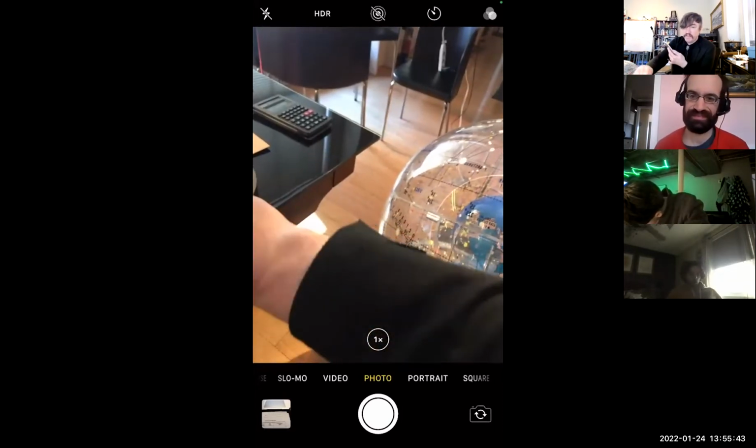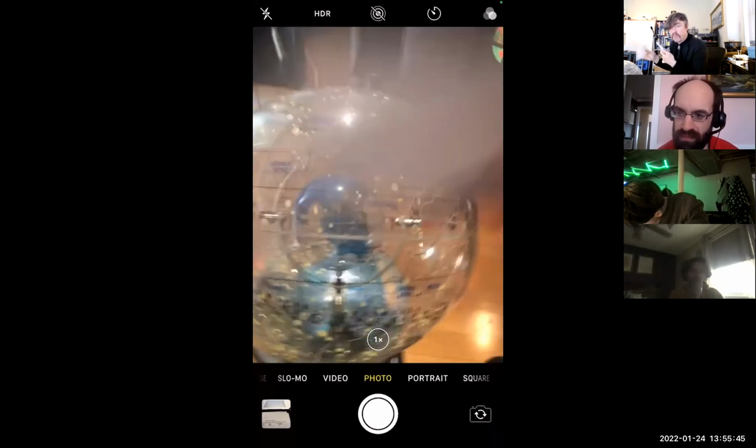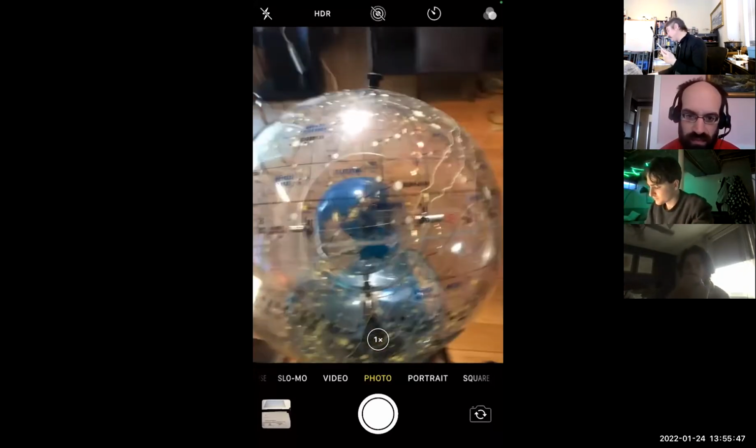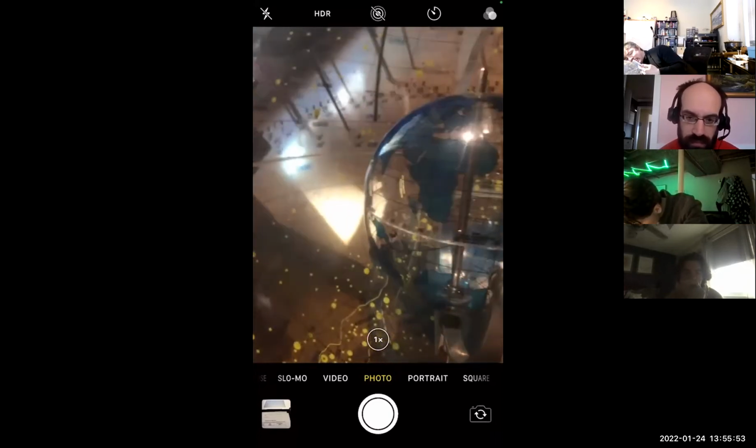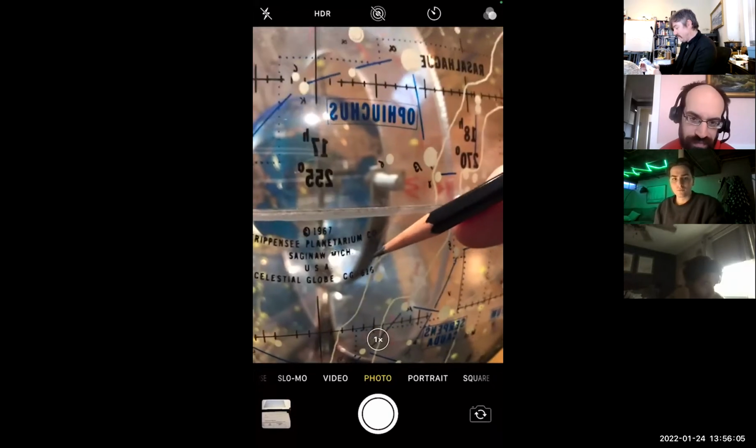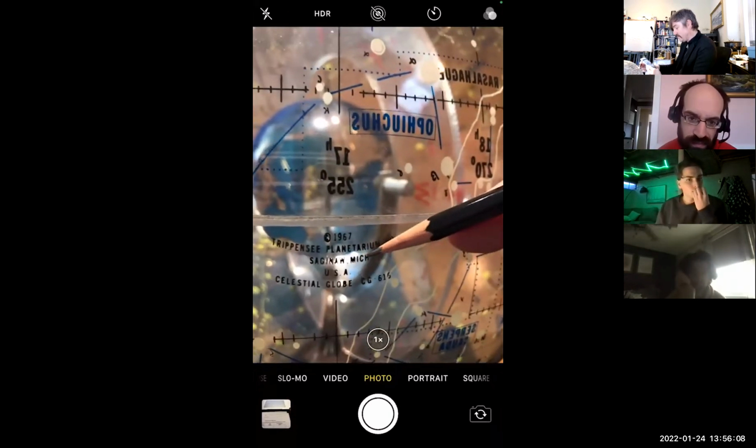These globes, in theory, need to be updated because the Earth exhibits a small wobble that causes the positions of stars to drift over very long periods of time. Okay, so this globe was printed in 1967 by the Triponese Planetarium Company in Saginaw, Michigan.